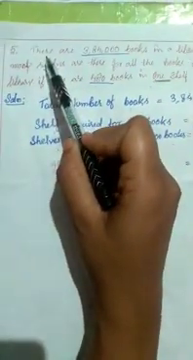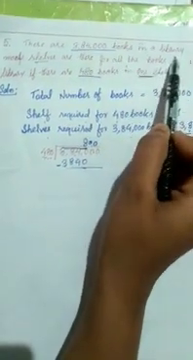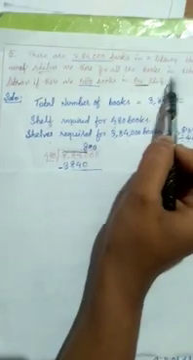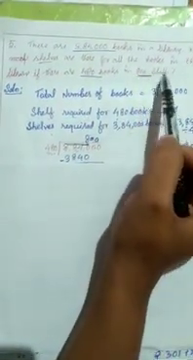Question number 5 is, there are 384,000 books in a library. How many shelves are there for all the books in the library if there are 480 books in one shelf?